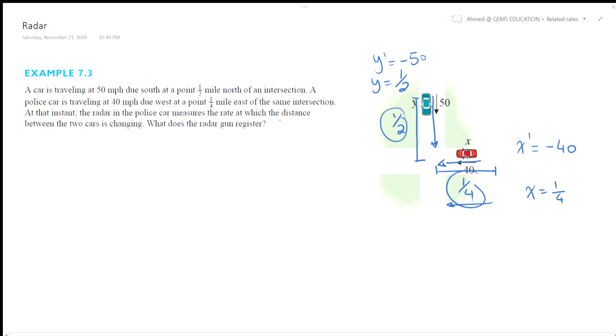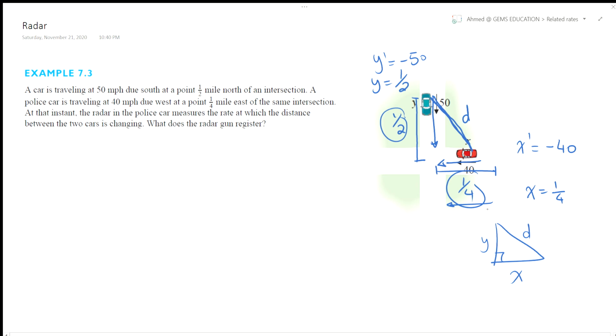What I'm asked to find out is the radar in this police car measures the rate at which the distance between the two cars is changing. So I need the change in distance between these two cars, right there. Let's call this d. Now this seems to be similar to a right triangle. If this is x, this is y, this is the 90 degrees, I need to find this one. Let's call this one d here.